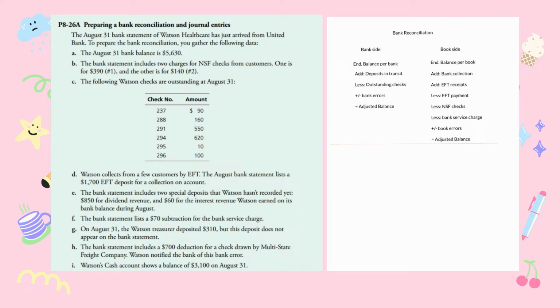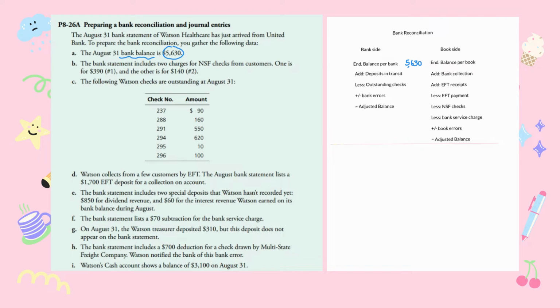Now we have this question. The August 31st bank statement of Watson Healthcare has just arrived from United Bank. To prepare the bank reconciliation, you gather the following data. The August 31st bank balance, it's 5,630. So he gave me the ending balance per bank. So let's write it down. In the bank side, it's 5,630.